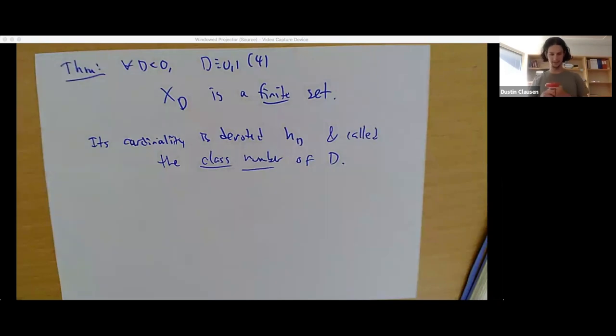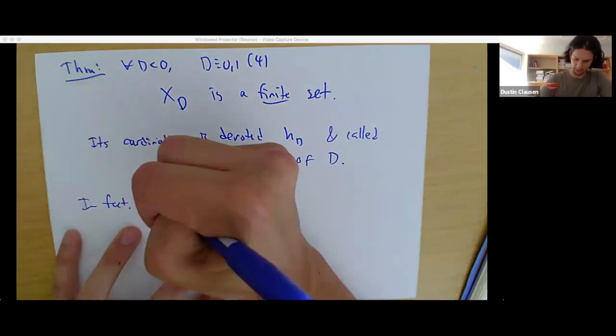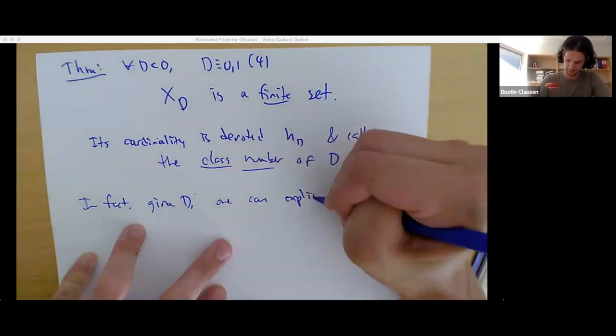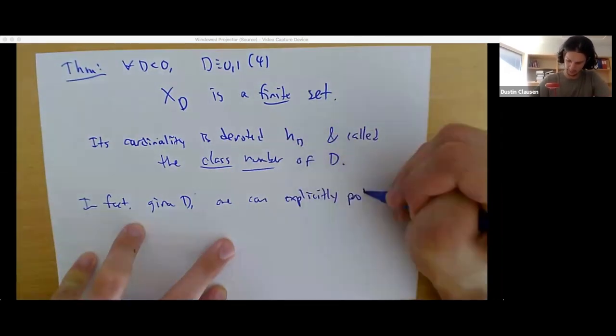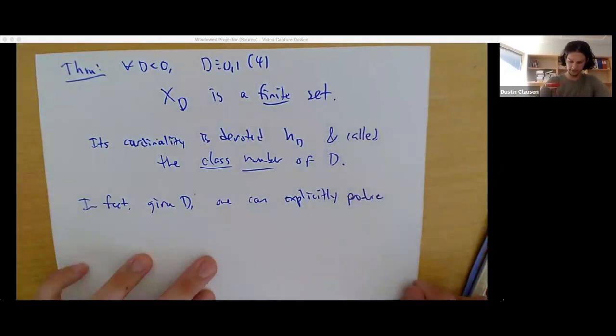But actually the theorem that we're going to prove is better than just this abstract statement that you have a finite set. In fact, given D, one can explicitly produce by a very efficient algorithm finitely many forms.